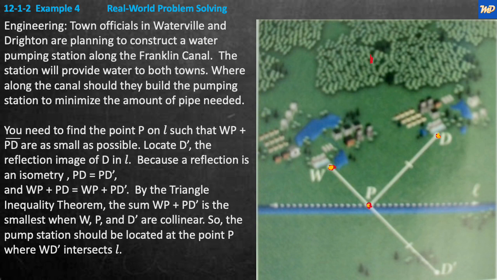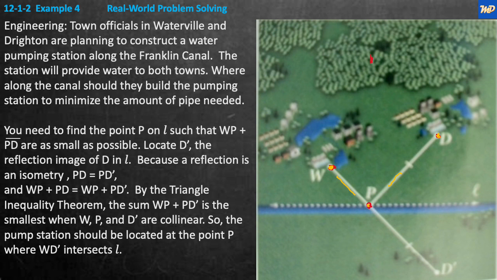It just doesn't show up automatically. You can't just draw a straight line out from W to L and use whatever that point is and get to know that it's the shortest distance, because it says here, where along the canal should they build the pumping station to minimize the amount of pipe? So they're trying to keep this run here and this run here the shortest. So anywhere else, we're going to find out that you put P, you get more pipe.